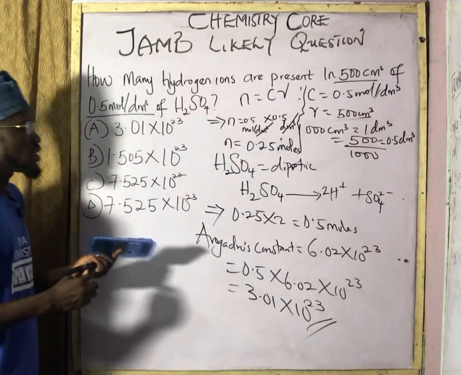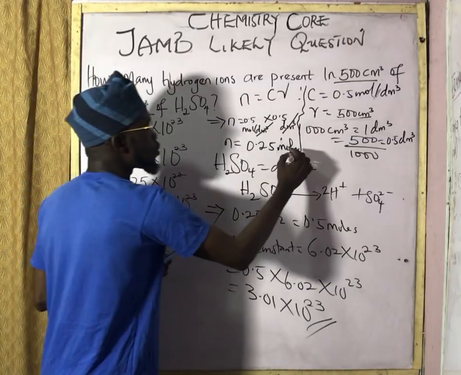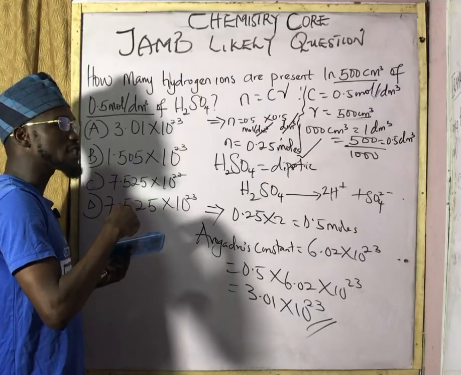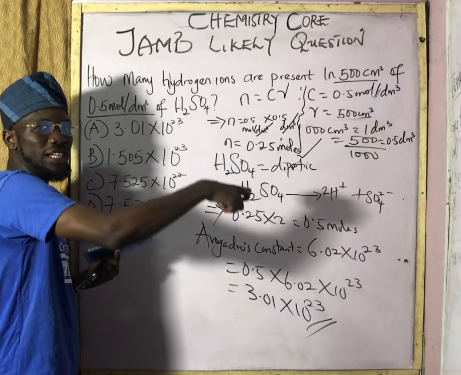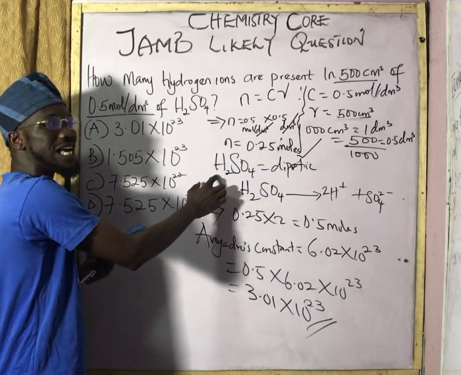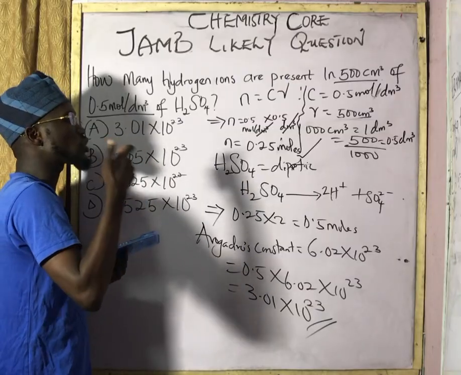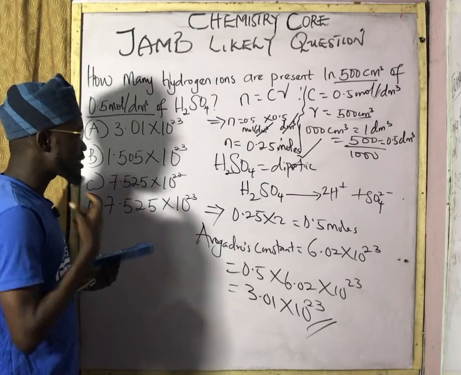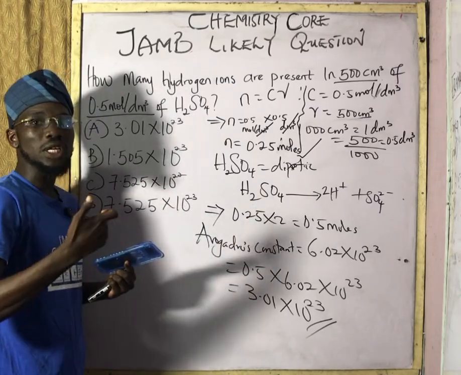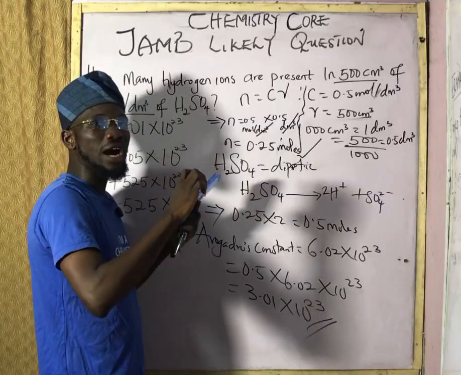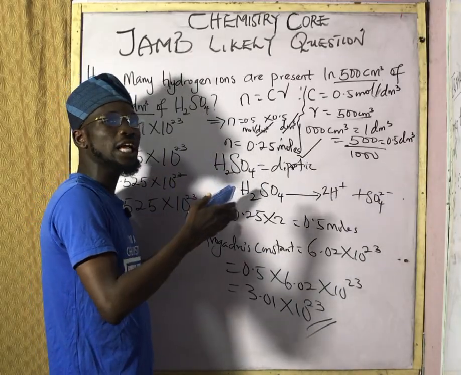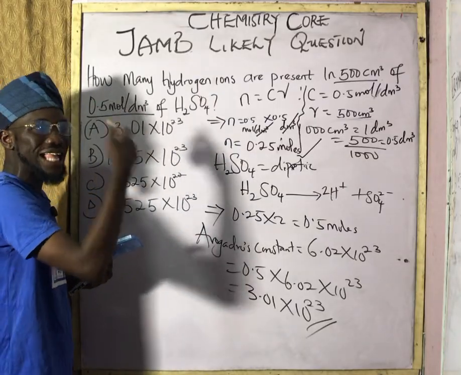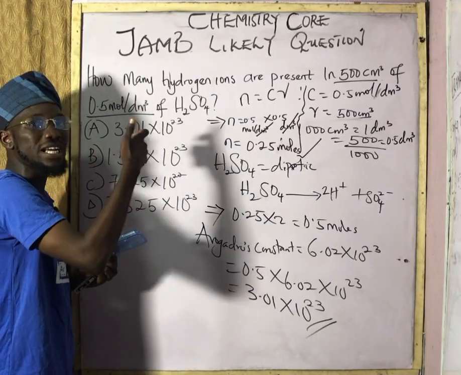23. Now, the first step is for you to calculate the number of moles given. The second step is for you to identify the compound given, which I said is sulfuric acid, H2SO4, a good example of a diprotic acid. So guys, you need to learn how you can easily write out the ionic equation of any compound given to you if you are to solve this type of question. That is why I make use of this as a likely JAMB question.